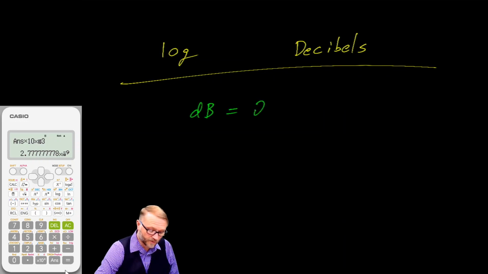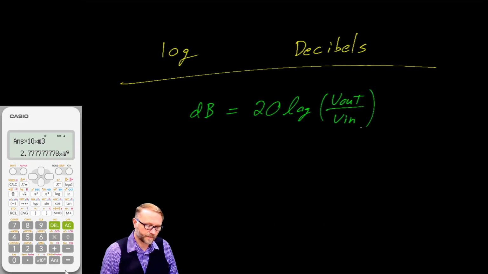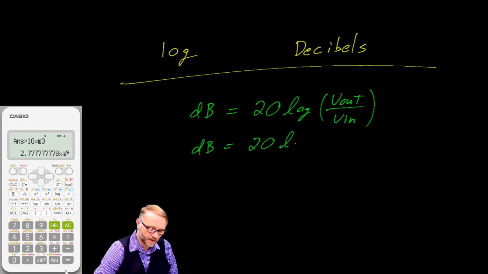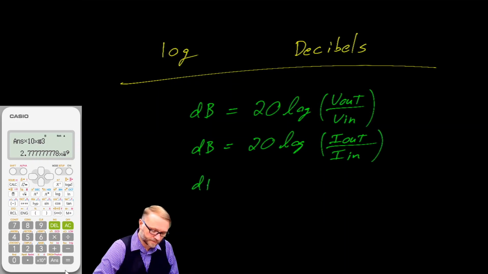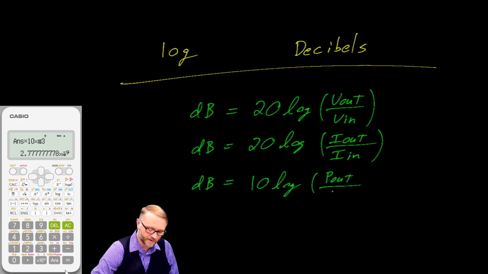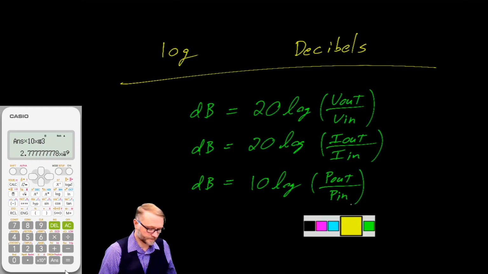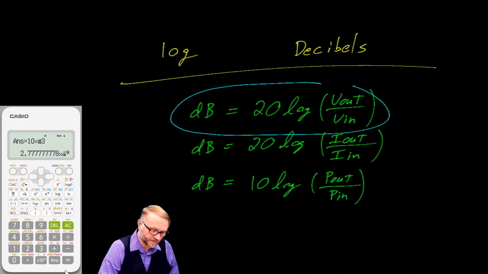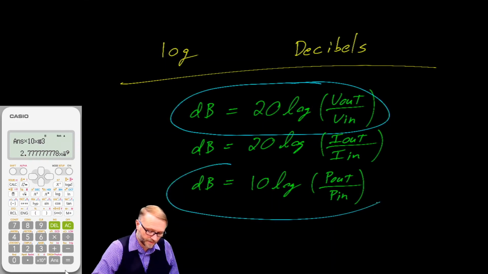The definition for voltage is 20 times log base 10 of voltage out divided by voltage in. If we're talking about current, the decibels for current is 20 log base 10 of the current out by the current in. And finally, if we're talking about power, the equation is 10 log base 10 of power out over power in. For this class, we're going to concern ourselves with voltage, expressed in decibels, and power, expressed in decibels.